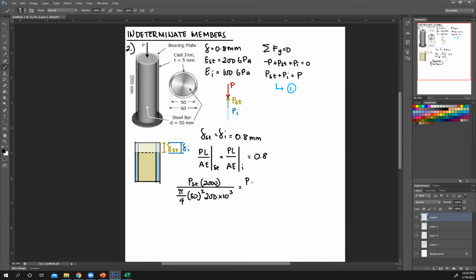And this is also equal to, for iron, the length of iron is the same. It's also 2000 millimeters over the area of your iron. So it's just this ring, right? So to get the area of that ring, it's outer diameter minus inner diameter. So pi over 4, outer diameter 60 squared minus inner diameter 50 squared. Then times E, which is 100. Again, all of this is equal to 0.8.